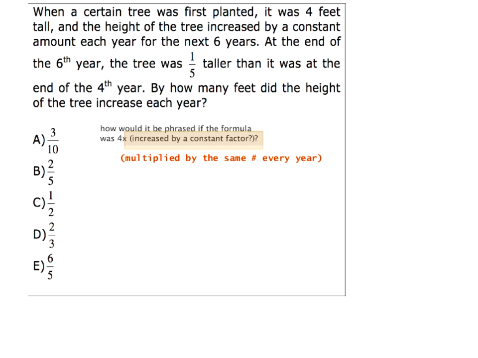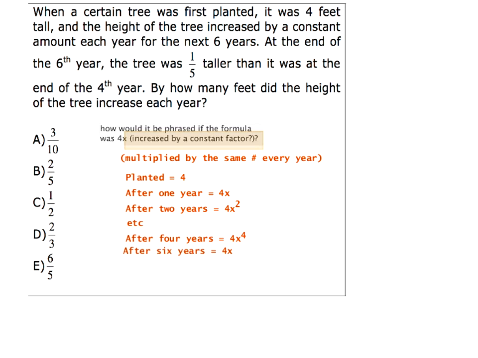That would mean that when it was planted, it would be 4. So then after 1 year, it would be 4x. And after 2 years, it would be 4 times x times x, so it would actually be 4x squared, etc. So after 4 years, it would be 4x to the 4th. And after 6 years, it would be 4x to the 6th. So this would wind up being 4x to the 6th equals 6/5 of 4x to the 4th.